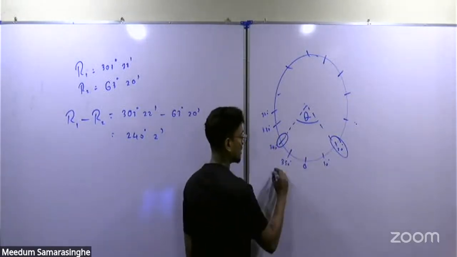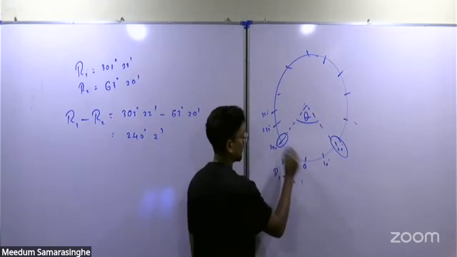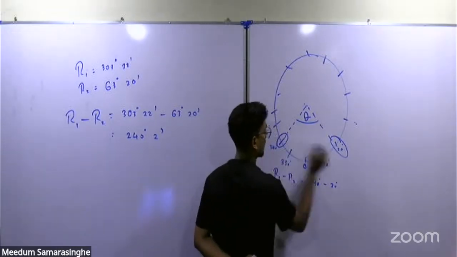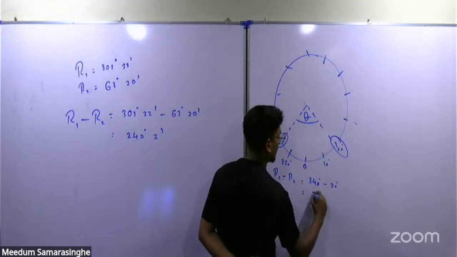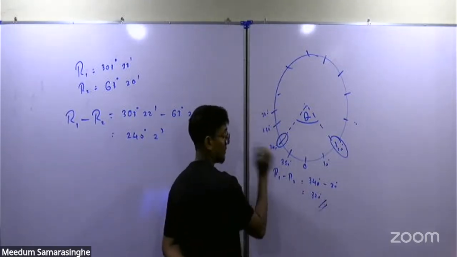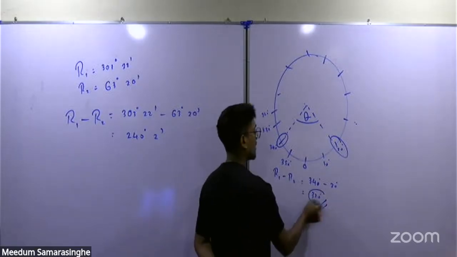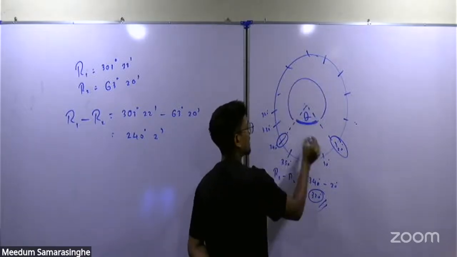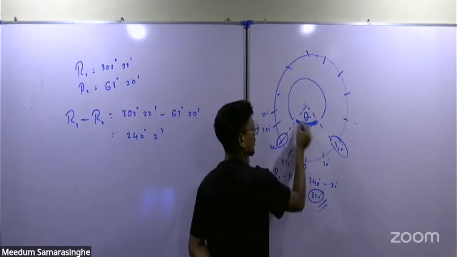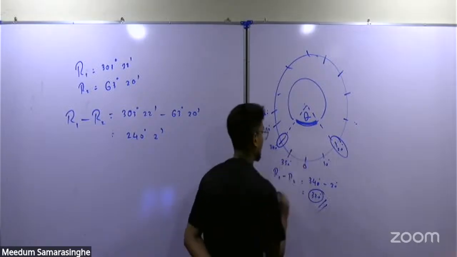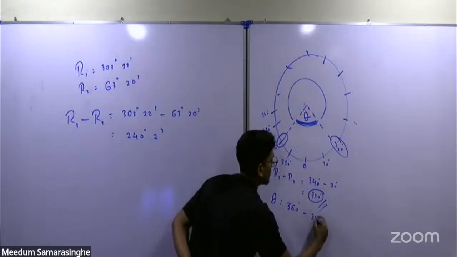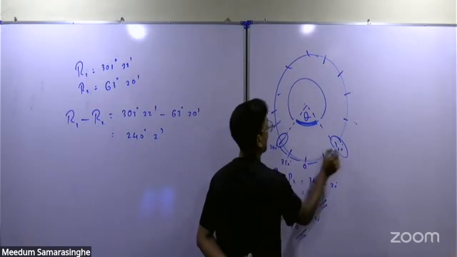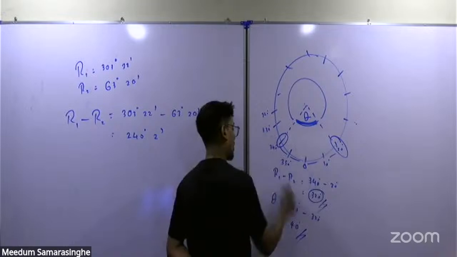So when you take the difference in the two readings, let's say R1 minus R2, that is 340 degrees minus 20. How much is 340 minus 20? 320 degrees. When you take the difference in the two readings, that will give us 320 degrees. But actually, this angle is not 320. 320 is this angle. So to find this angle, theta, you need to take 360 minus 320. That is how 40 has come. Actually 10 degrees, 10 degrees, 10 degrees, 10 degrees. The vernier scale has moved only 40 degrees.